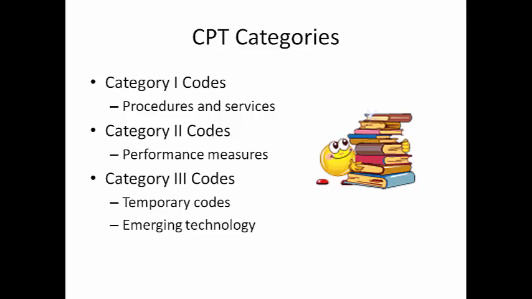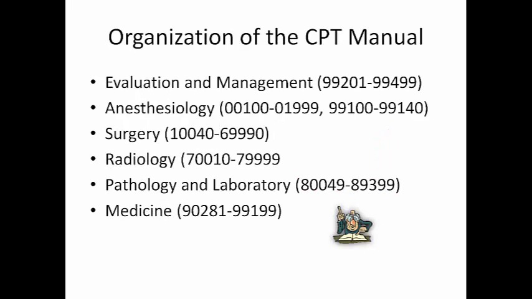Category 1 is assigned for procedures and services. Category 2 is tracking codes designed for the measurement of performance improvement. And Category 3 codes are actually temporary codes for new and emerging technologies or procedures.